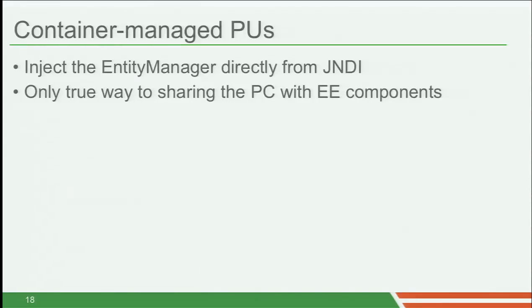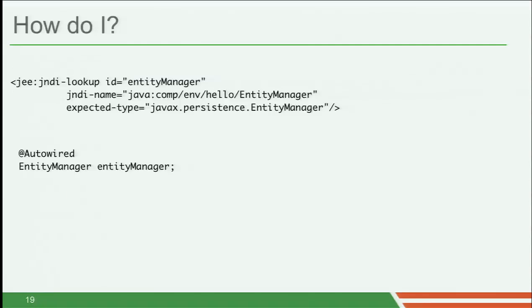This is when I say it's the only true way of sharing the persistence context between components. What does it mean? If I have a Spring bean and I have an EJB and they need to communicate with each other, I really want to do something like this: retrieve the entity manager directly from JNDI and inject the entity manager in my Spring bean, as opposed to retrieving the entity manager factory and relying on the persistence context support to do the injection for me. Why? Because this prevents the two components from getting a reference to separate persistence contexts which live within the same transaction. And that's a subtle way of creating bugs in your application, right?